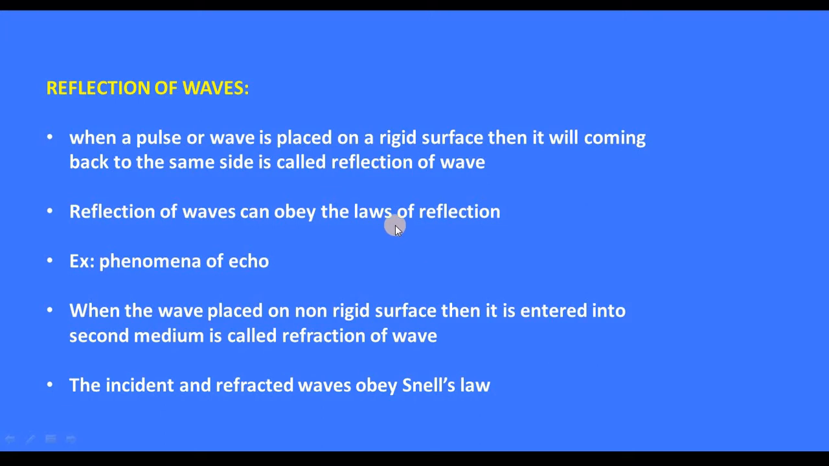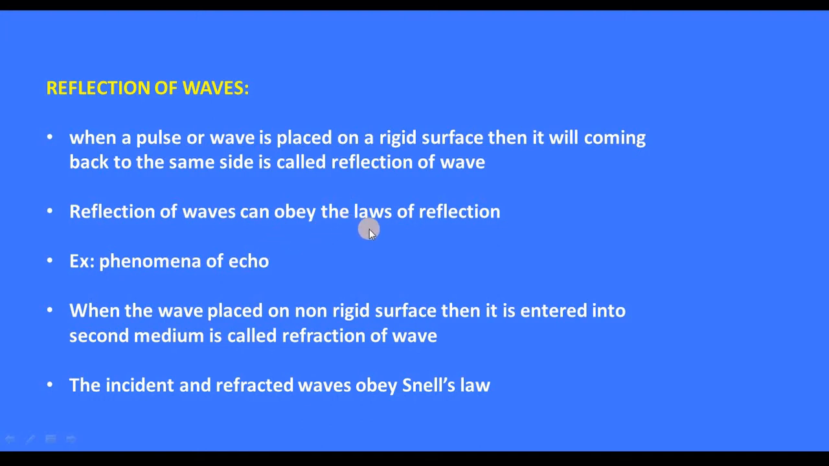When a pulse or wave is incident on a rigid surface, it comes back to the same side; that is called reflection of a wave. That means when you project a wave on a rigid surface, the wave does not enter the other side of the surface, it comes back to the same side, and that is known as reflection of a wave. So reflection of waves obeys the laws of reflection.